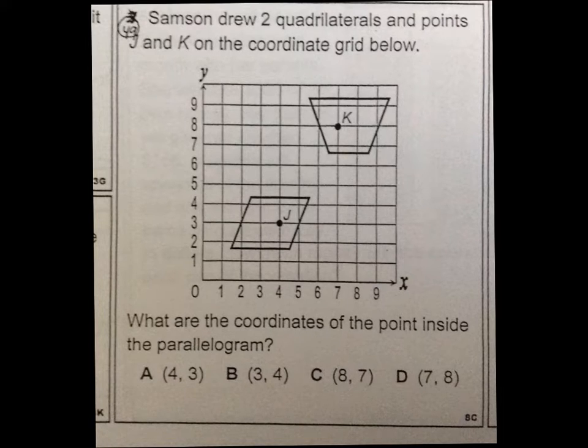Well, I have two different figures. I have a trapezoid here. I have a parallelogram here. So what are the coordinates of the point inside the parallelogram? I always start at the origin, go over on my x-axis, so my x is 4. I go up, point J landed on 3. So that would be x 4, y 3.